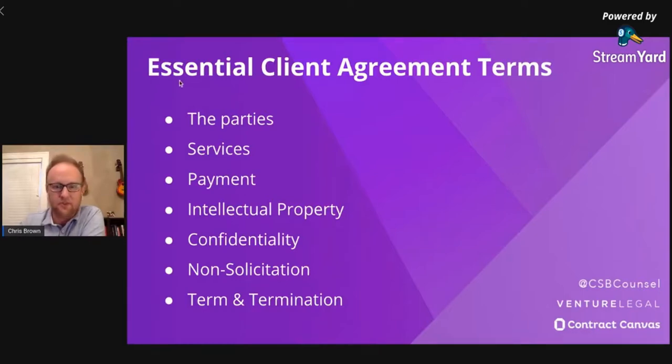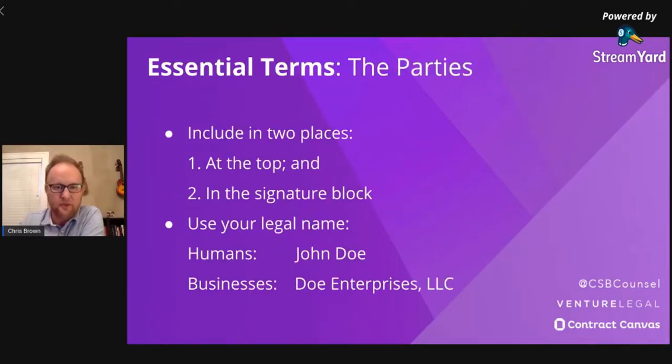Okay, so let's jump into these essential terms. The first one is the parties. Who's in this contract? There are mainly two places that you should put party names. First is at the top. It's usually the very first paragraph. If you use a list type format for your contract, it might just be in a list form. But the gist of it is at the top of the contract, it should clearly identify the two parties.